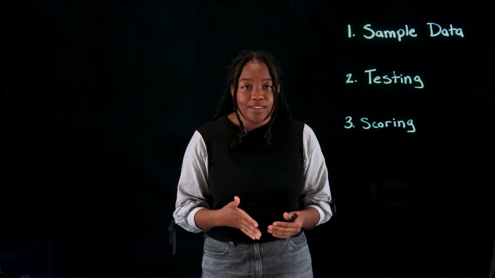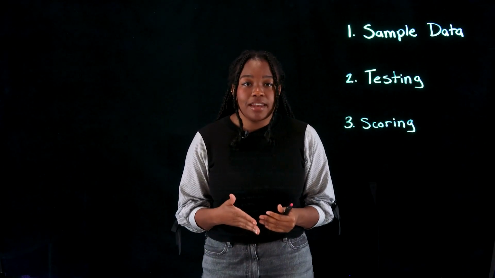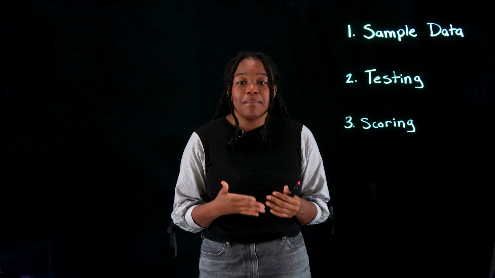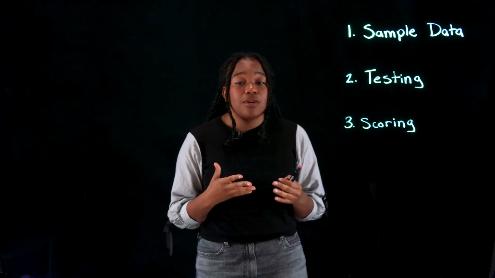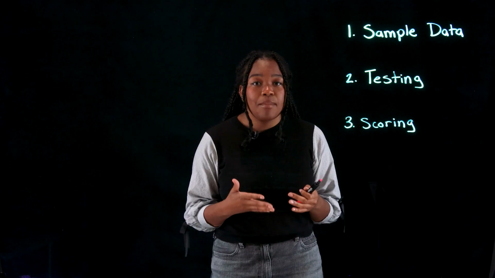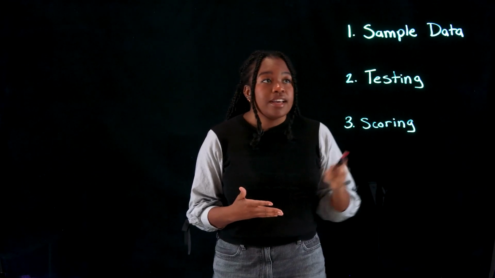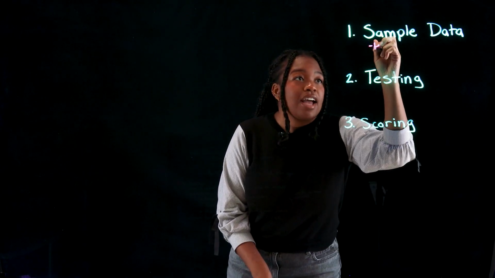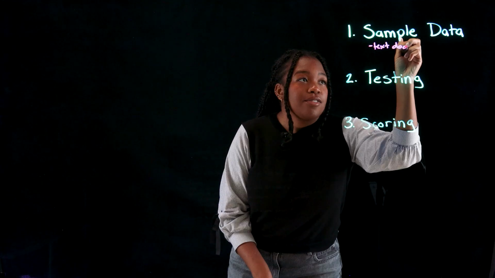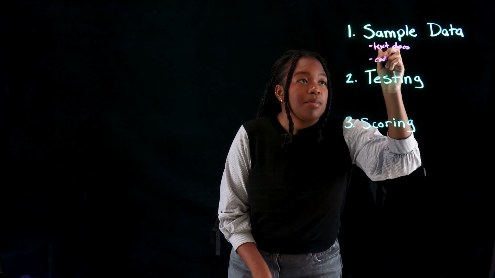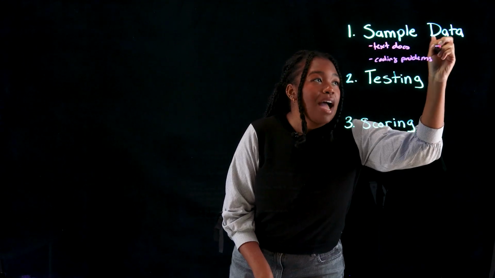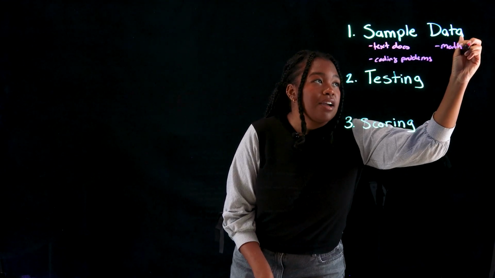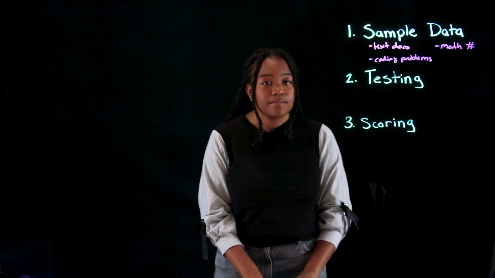There are 3 main steps when it comes to executing an LLM benchmark. The first step is setting up and preparing the sample data. This is the data that we're actually going to use to test the LLM and evaluate its performance. This can include things such as text documents or coding problems or even math problems, depending on the use case.